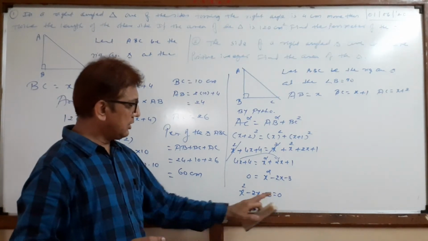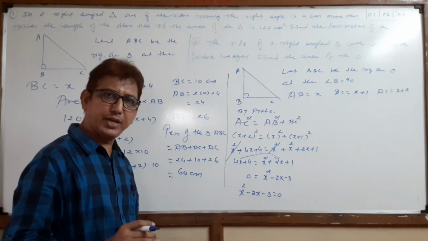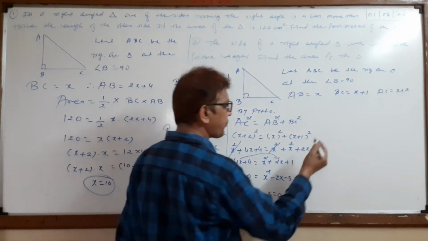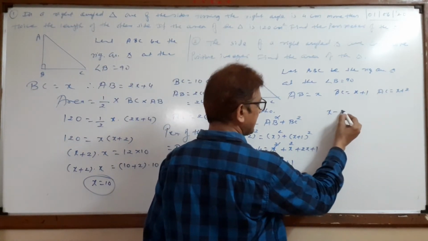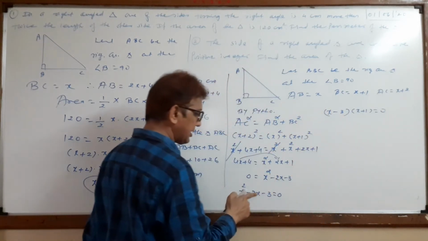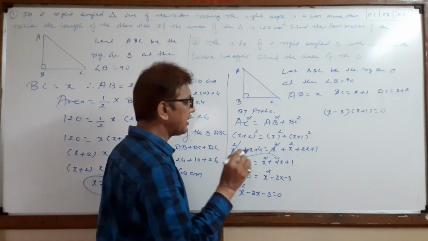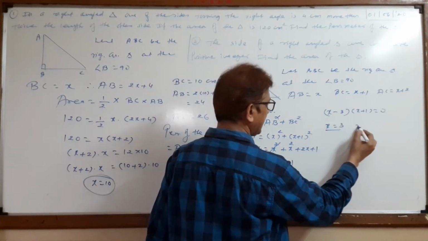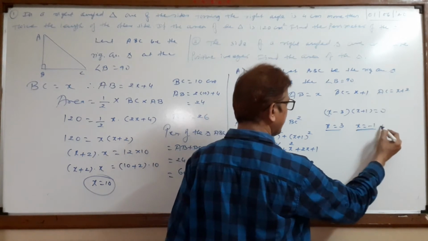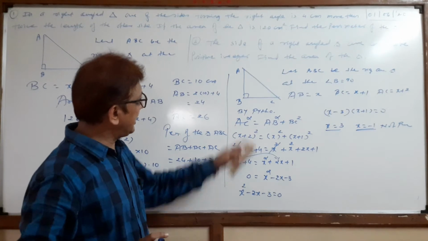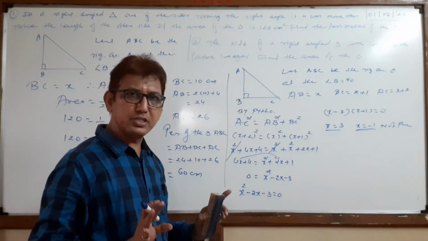Clear? Now 3 is the last term. Factors of 3: 3 ones are 3, and since the last term is negative, we subtract the two factors. So x minus 3 and x plus 1. Here 3 is the bigger number, so we give it the negative sign. Setting each factor to 0, x equals 3, x equals minus 1. Here we write not possible, because the length of a side cannot be negative.